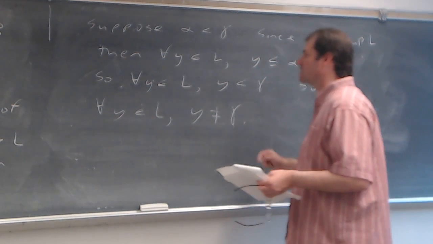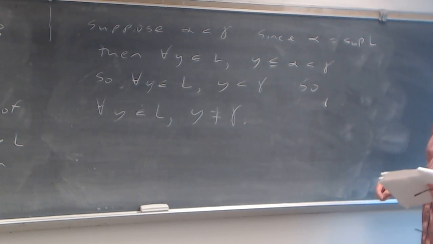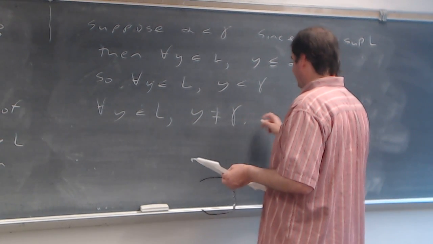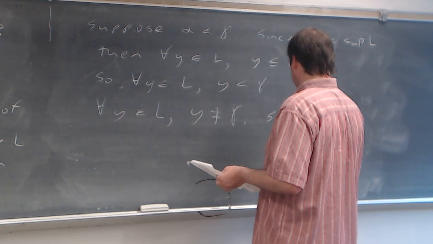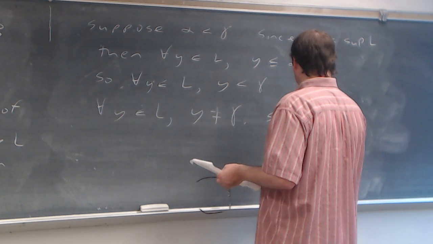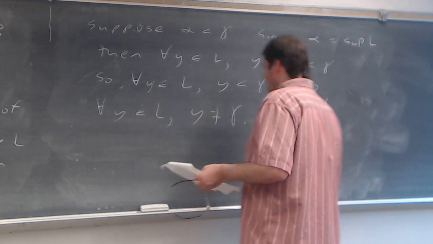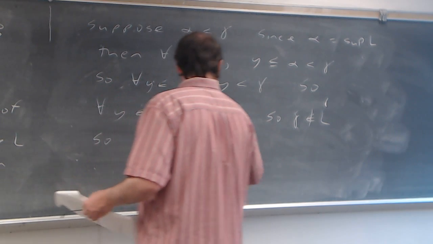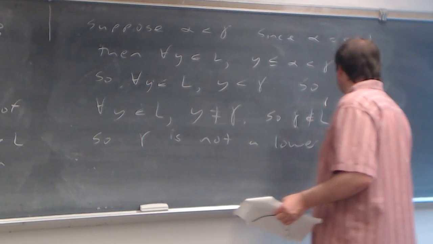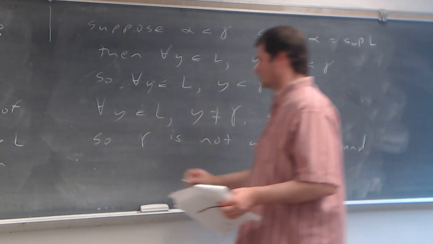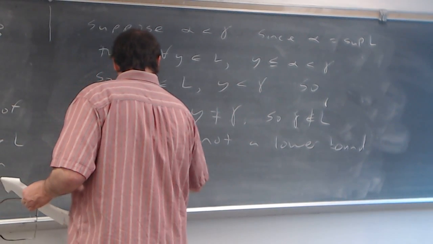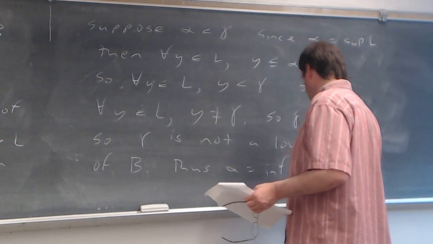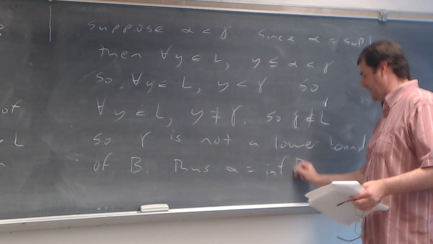And what was L? L consisted of all the lower bounds. It's the set of all lower bounds of B. So gamma is not in L. So gamma is not a lower bound of B. Thus, alpha equals the infimum of B.